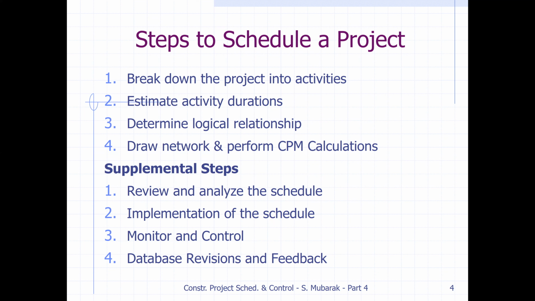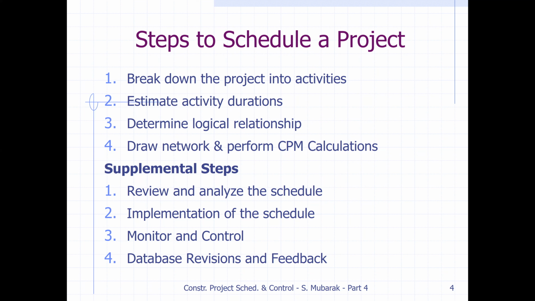So we have to break down the project into activities, and then we need to decide the duration of each activity, that is, how much time is required to do that work. Then we will determine the logic relationship: which activity should be done first and then next. We have to determine the relationship between them, whether this activity should be completed first or this one can start in parallel. Then we draw the network diagram and then perform the CPM calculations.